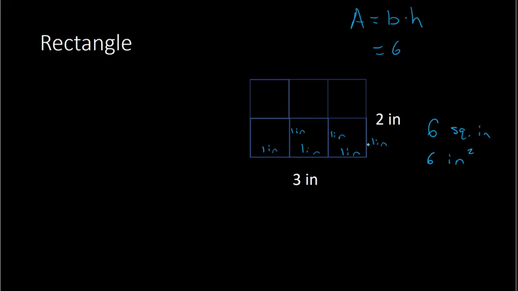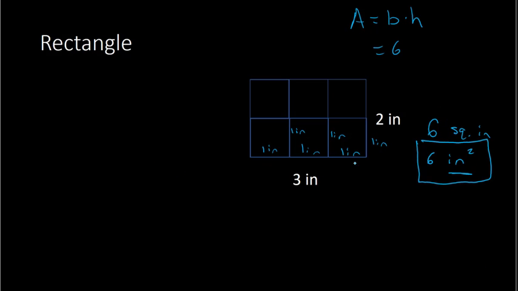And to calculate that, we just take the base times the height, 3 inches times 2 inches, to get 6 square inches, or inches squared. So notice this would be your units. Typically we write it like this because it's quicker to write than writing square inches. But either way, we get the same solution.